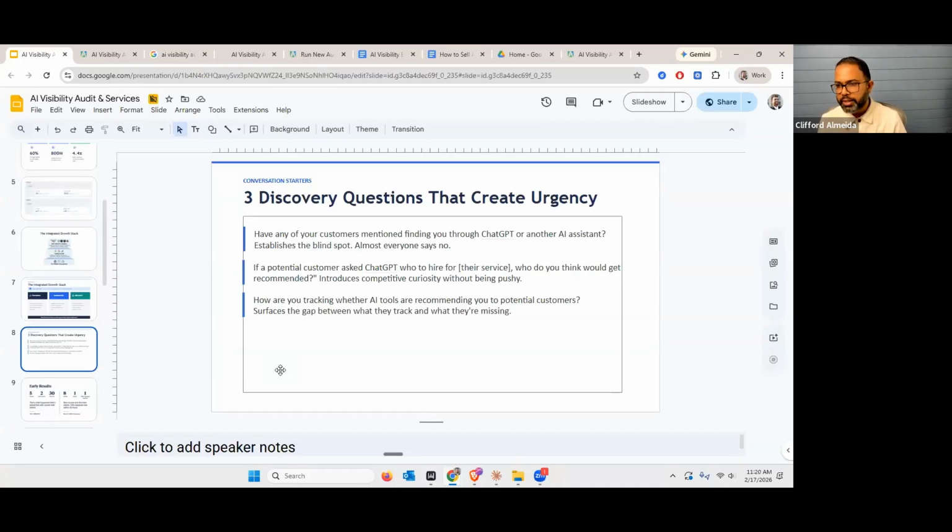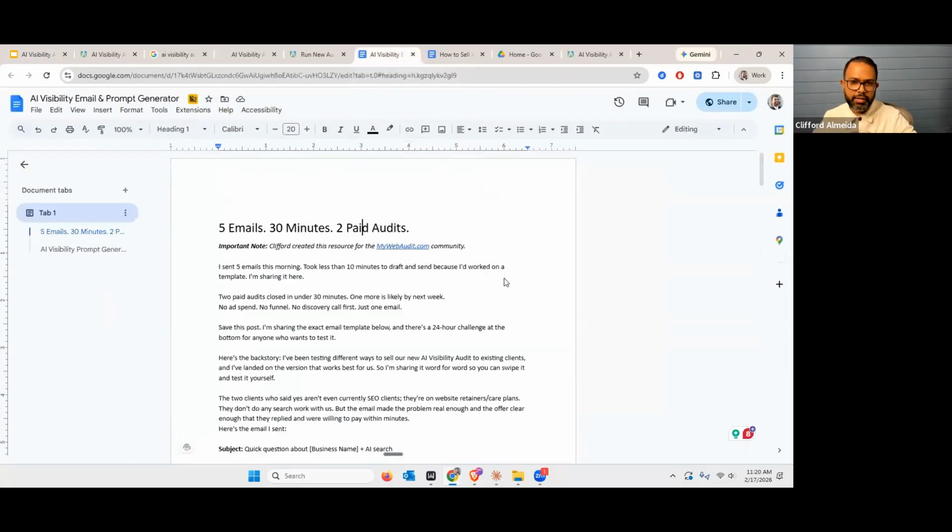The one that really gets them is the one I used in an email, which I'll be sharing with you in just a second: if a potential customer were to ask ChatGPT or Google who to hire for the same service as you, who do you think would get recommended? This one allows them to be curious, and then they say, well, I really don't know. And then you say, well, hey, look, we have a solution and we can help solve that. So I'm going to pivot real quick over to that.